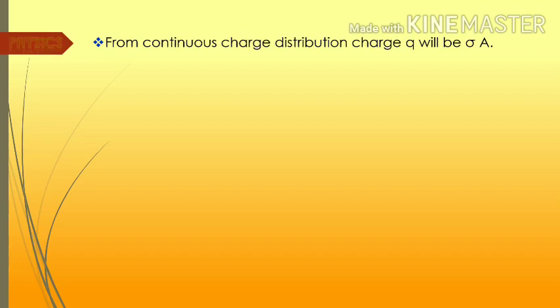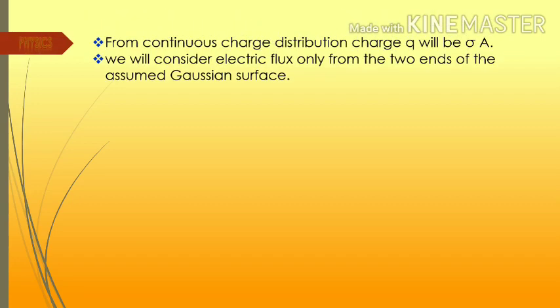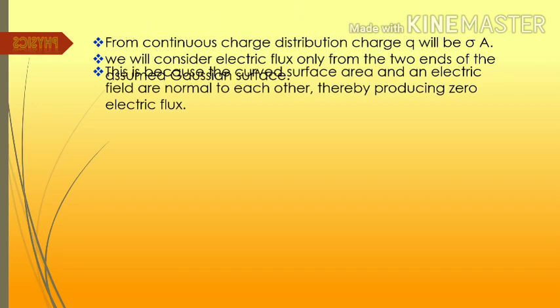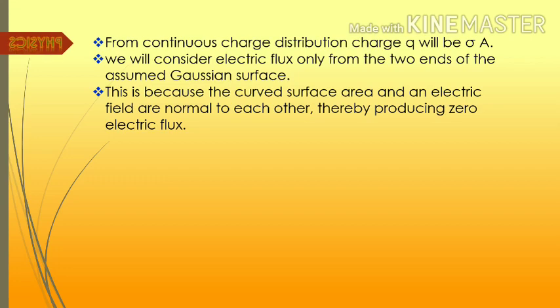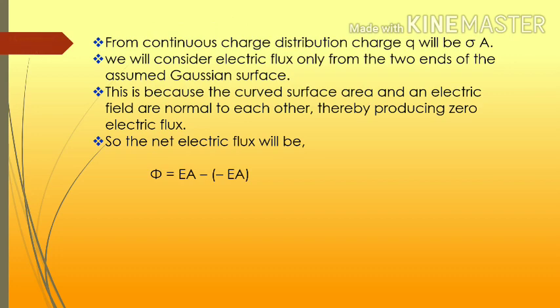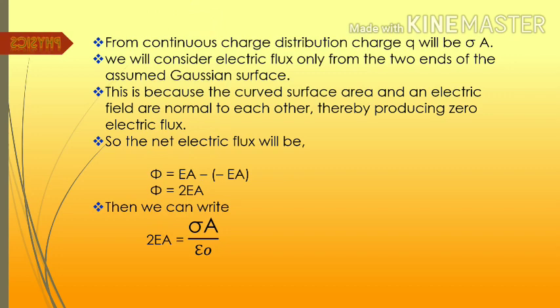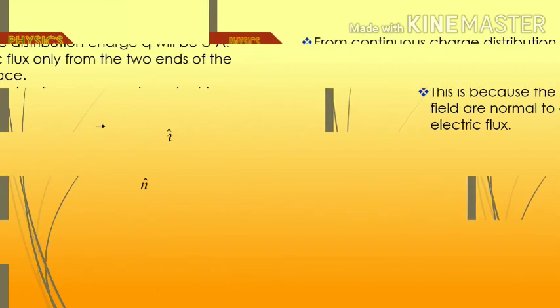Next, from the continuous charge distribution, charge q will be sigma A. We will consider electric flux only from the two ends of the assumed Gaussian surface. This is because the curved surface area and the electric field are normal to each other, thereby producing zero electric flux. So the net electric flux will be phi equal to EA plus EA, which equals 2EA. Then, substituting this phi value, 2EA equals sigma A divided by epsilon naught.